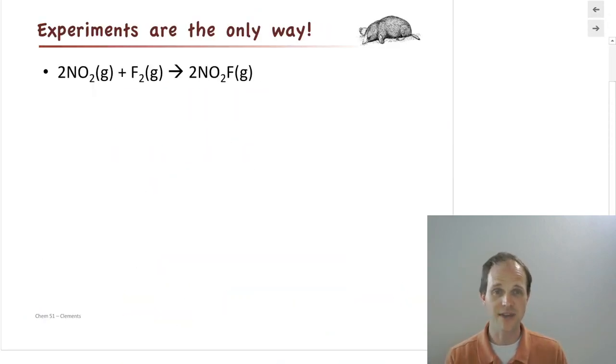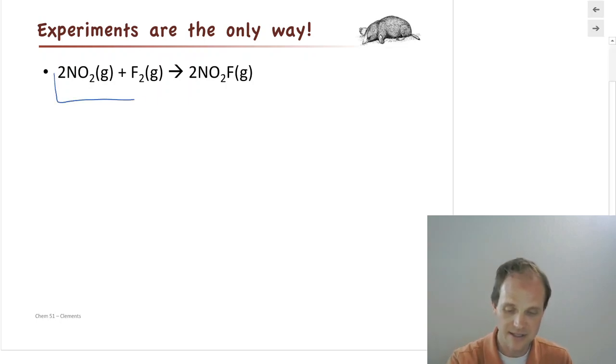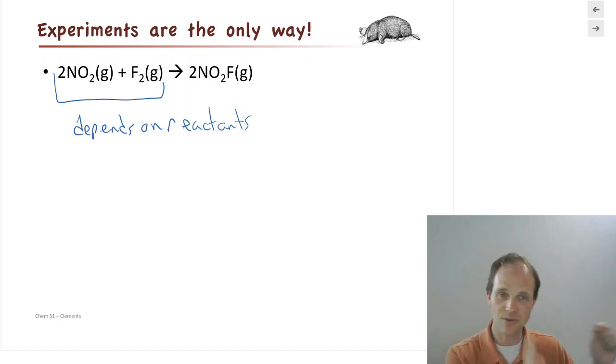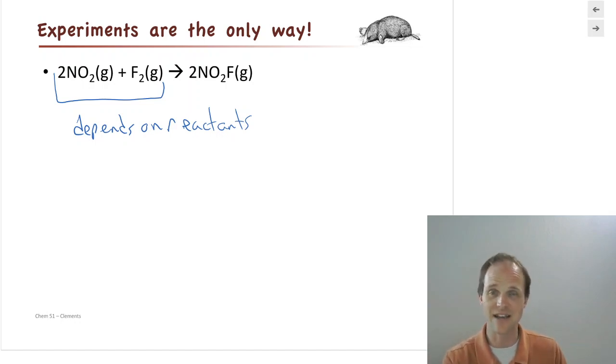You actually have to run this reaction in the lab, record things, and analyze that data in order to figure out how the rate depends on NO2 and how the rate depends on F2. We do know a few things: the rate is only going to depend on reactants. We're not going to depend on our products. So we only depend on reactants. And in some cases, towards the end of this chapter, there are going to be catalysts there as well. But catalysts can actually be part of your reactants. So only dependent on reactants.